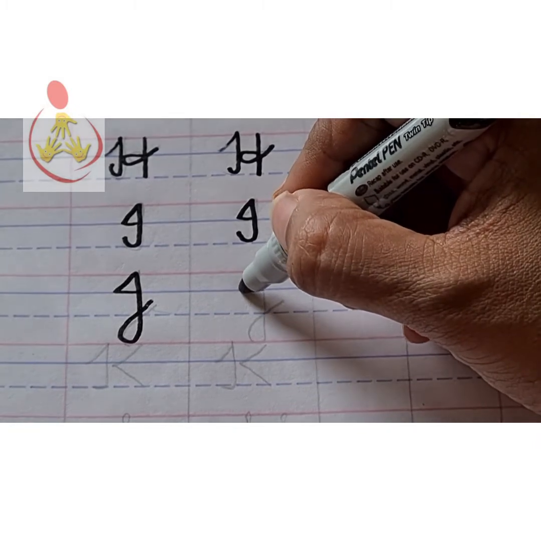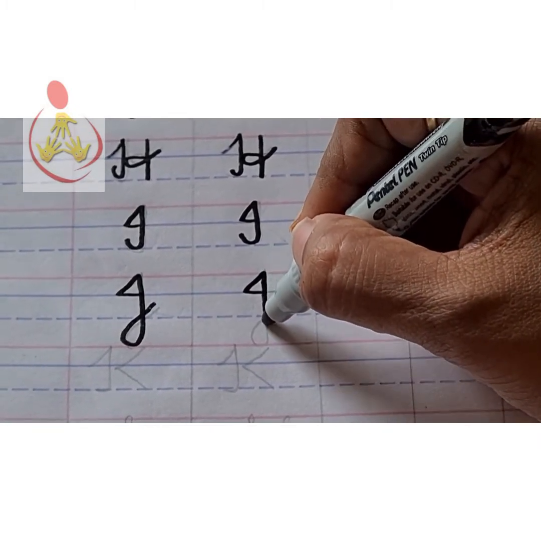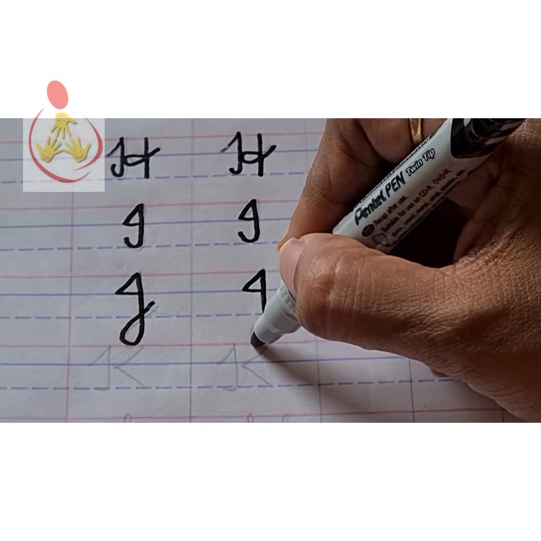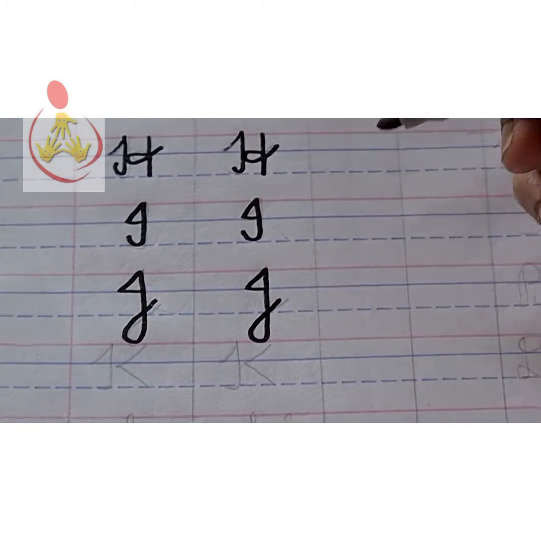On the first blue line, slanting up to the first red line, come straight down to the second red line, take a small turn and cut through the second blue line.